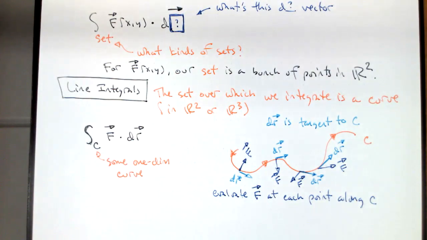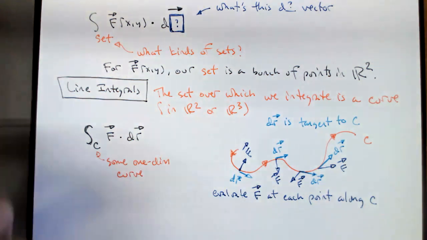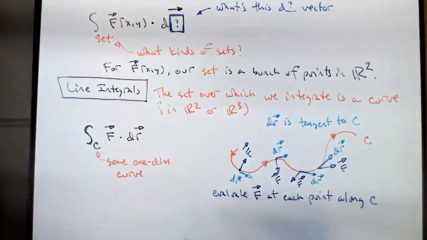So at each point along the curve, I've got where the vector field is pointing, and I've got where the curve is pointed, what's tangent to the curve. At each of those points, I calculate that dot product, and I add up all those dot products along C. And since we're finding a dot product and adding up those values, this is going to be a scalar.